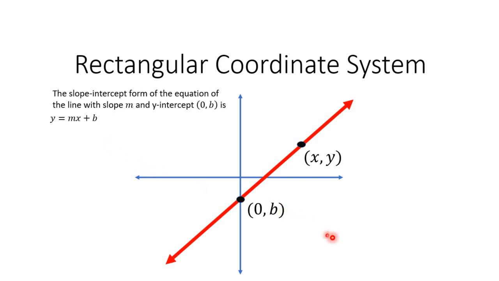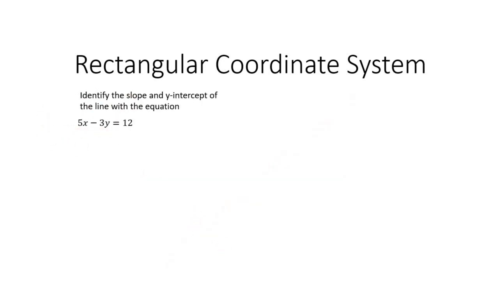All right. So let's go ahead and use this to find the slope and y-intercept of a line by putting a line in this form. This is the slope-intercept form of a linear equation. Here we're going to identify the slope and y-intercept of this line. I know it's a line because it's in standard form of a linear equation, ax plus by equals c, where a is 5, b is -3, and c is 12.